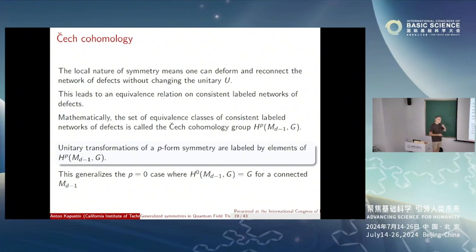So of the manifold, degree D-1. So we conclude that unitary transformations of a P-form symmetry are labeled by elements of this Čech cohomology group, which physically we can think of as equivalence classes of consistent labeled networks. It might seem a bit strange, but this actually generalizes the case P equals 0. In that case, P equals 0, this is just G itself for connected space.